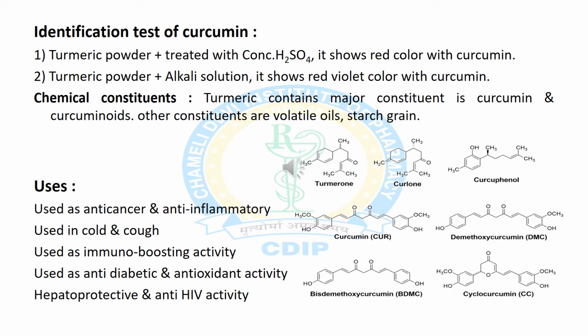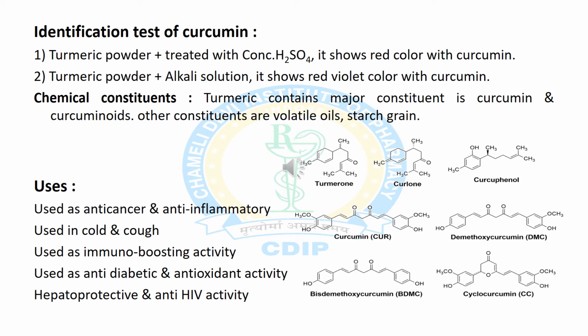Now we will discuss various identification tests for curcumin. First we take turmeric crude powder and treat it with concentrated H2SO4, and it shows a red color with curcumin. The second test is when we take turmeric powder and treat it with alkali solution, and it shows a red violet color with curcumin. Now we will discuss the chemical constituents found in turmeric. The major constituents are curcumin or curcuminoids, and other constituents are volatile oil and starch grains.